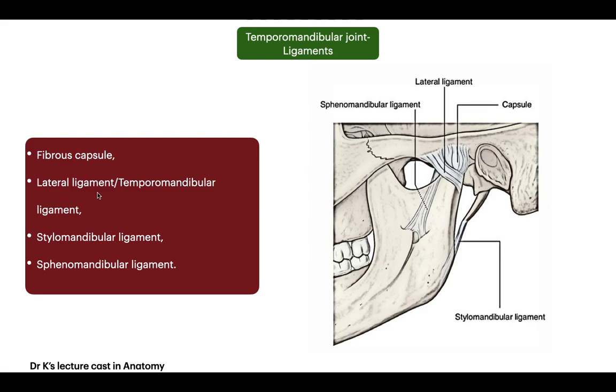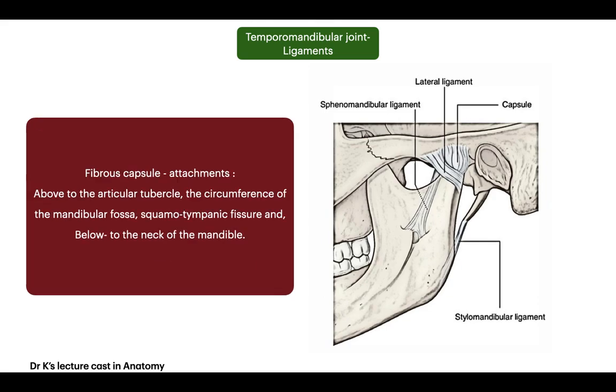Next comes the lateral ligament. You can see the lateral ligament here. This also supports the lateral compartment of the joint. And then the stylomandibular ligament, from the styloid process to the mandible. And then the sphenomandibular ligament. You can see it here in the medial aspect. Now let's describe each of the ligaments.